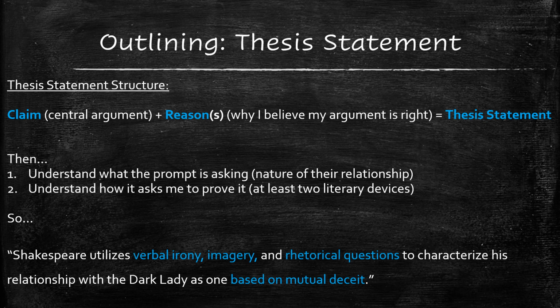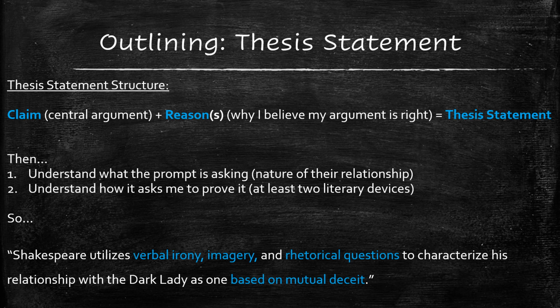Shakespeare utilizes verbal irony, imagery, and rhetorical questions to characterize his relationship with the Dark Lady as one based on mutual deceit. So you'll see in blue, I've highlighted for you those aspects of the thesis statement we see above in the structure. The first thing that I've included are my reasons, those literary devices of verbal irony, imagery, and rhetorical questions. And the last thing I include in my thesis statement is that central claim I'm making, that the relationship is based on mutual deceit.